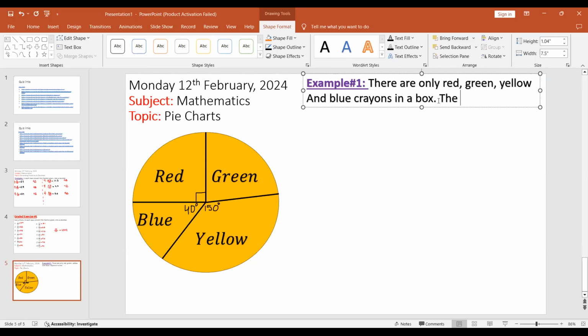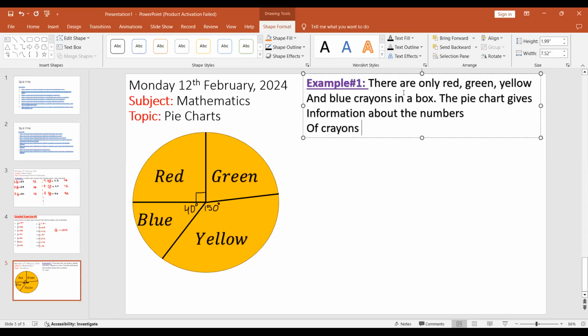The pie chart gives information about the numbers of crayons of each color.